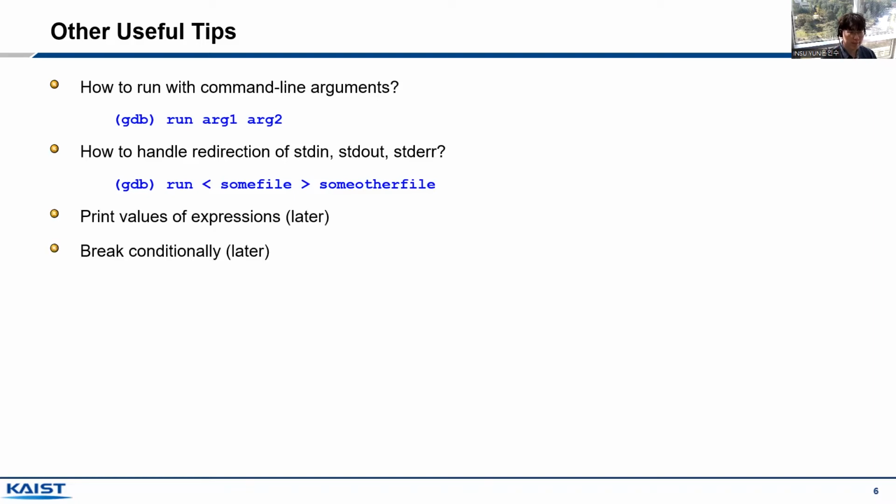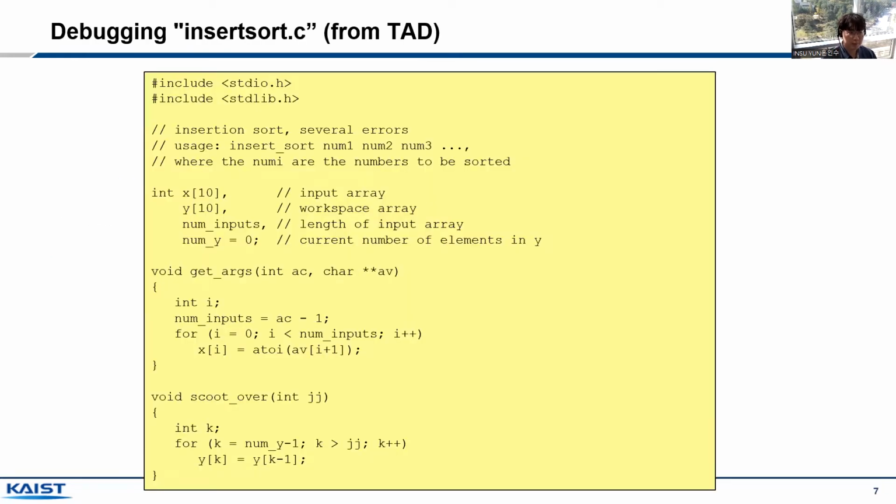And you can also print the values of expressions. And also you can break conditionally. We will see how you can do those kinds of things. The materials so far are enough for basic uses of GDB. But GDB has a lot more functions to help your debugging. So if you want, you can search the internet. There are a lot of good GDB resources there.